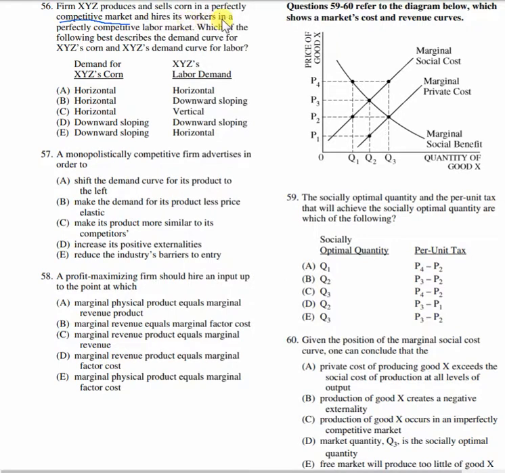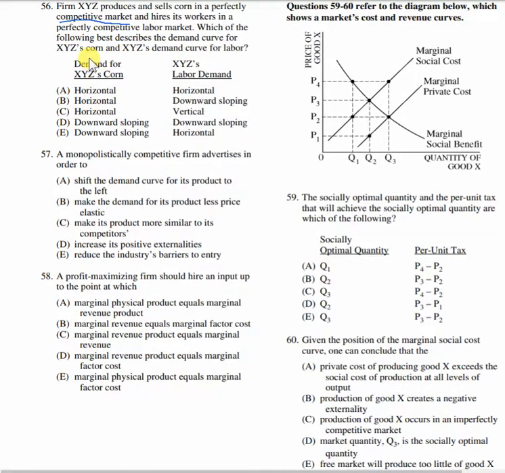And hires its workers in a perfectly competitive labor market. Now this flips the coin a little bit. It's a perfectly competitive labor market, so this is not the situation where you're a seller, you're now the buyer. And if you're the buyer, you're just going to have a regular demand curve. Which of the following best describes the demand curve for XYZ's corn and XYZ's demand curve for labor?